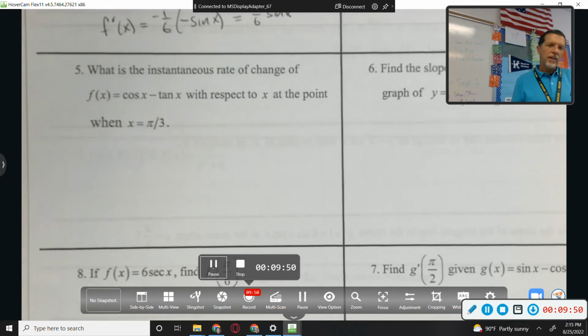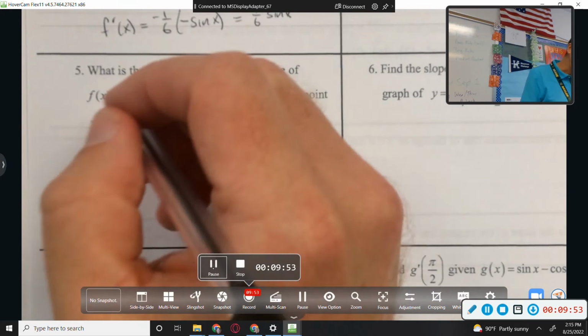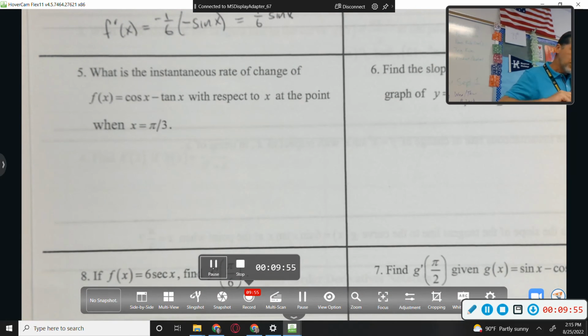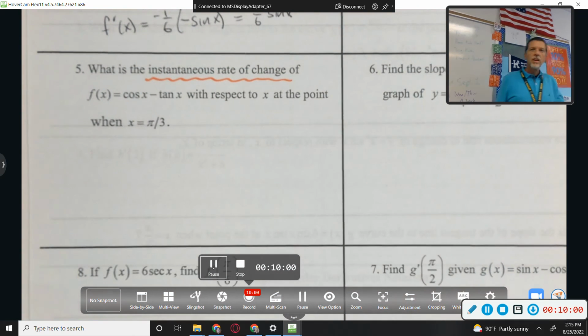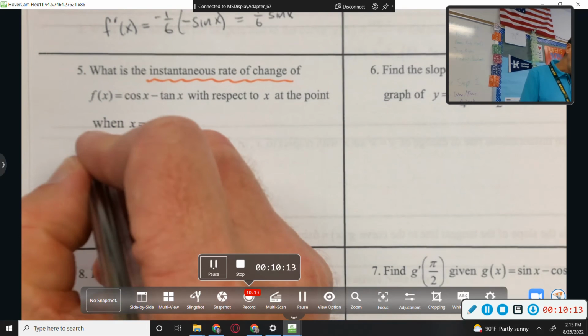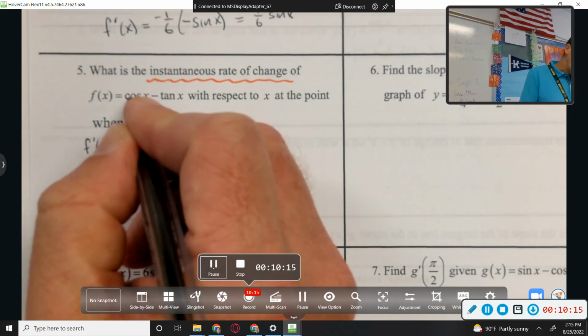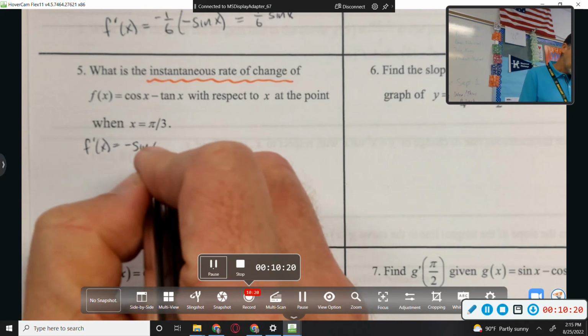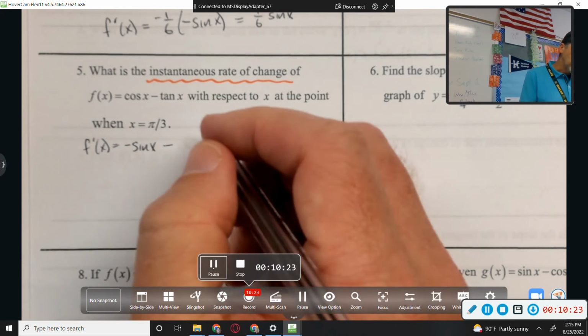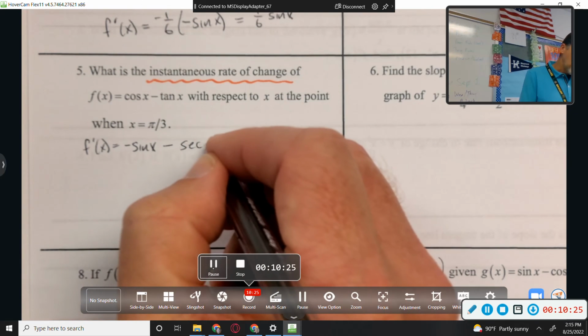Number 5, what is the instantaneous rate of change? Ooh, fancy words. So what's it asking for when it says instantaneous rate of change? That's another word for what? Derivative. So just using different verbiage here. Of f of x equals cosine minus tangent when x equals pi over 3. So derivative of cosine is negative sine. Derivative of tangent is secant squared.